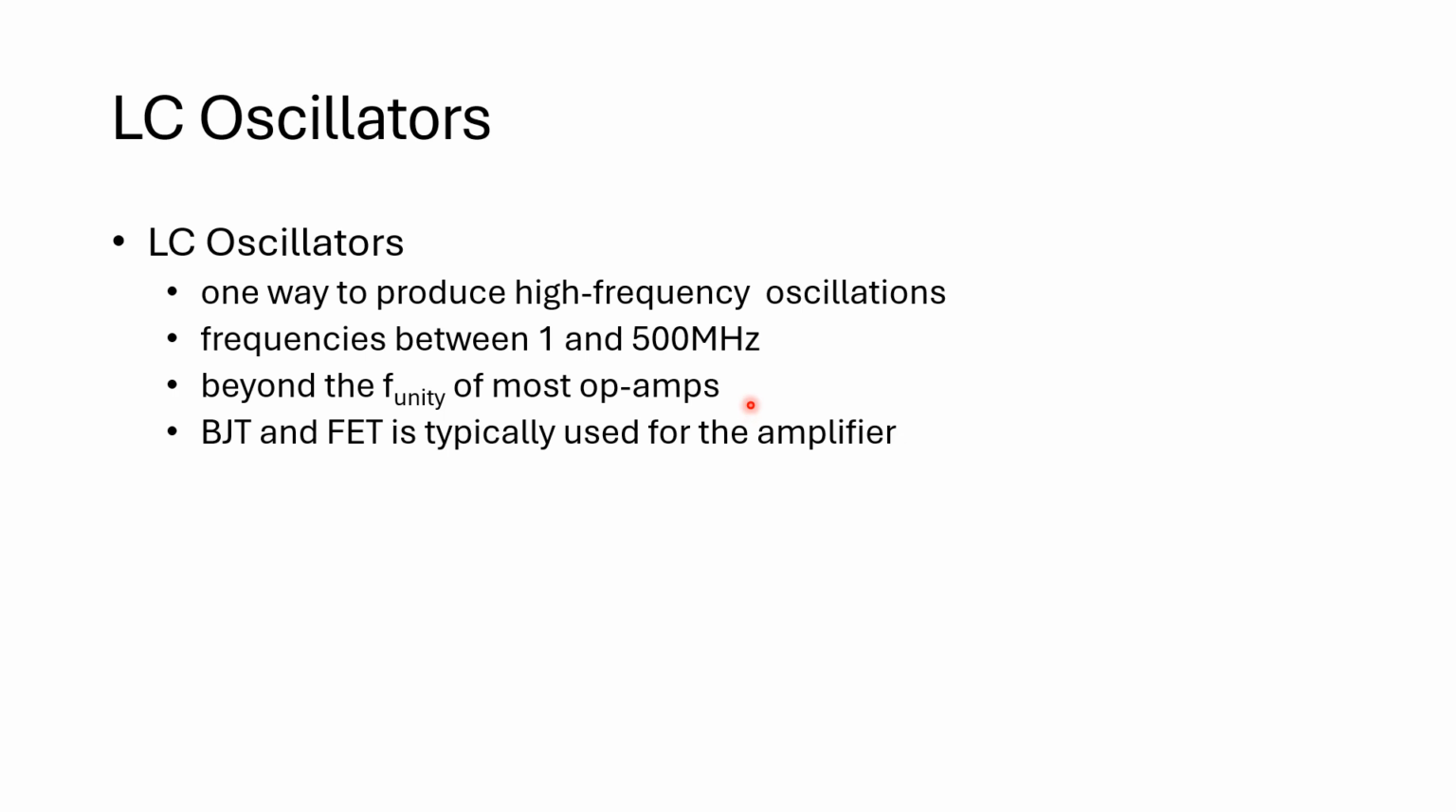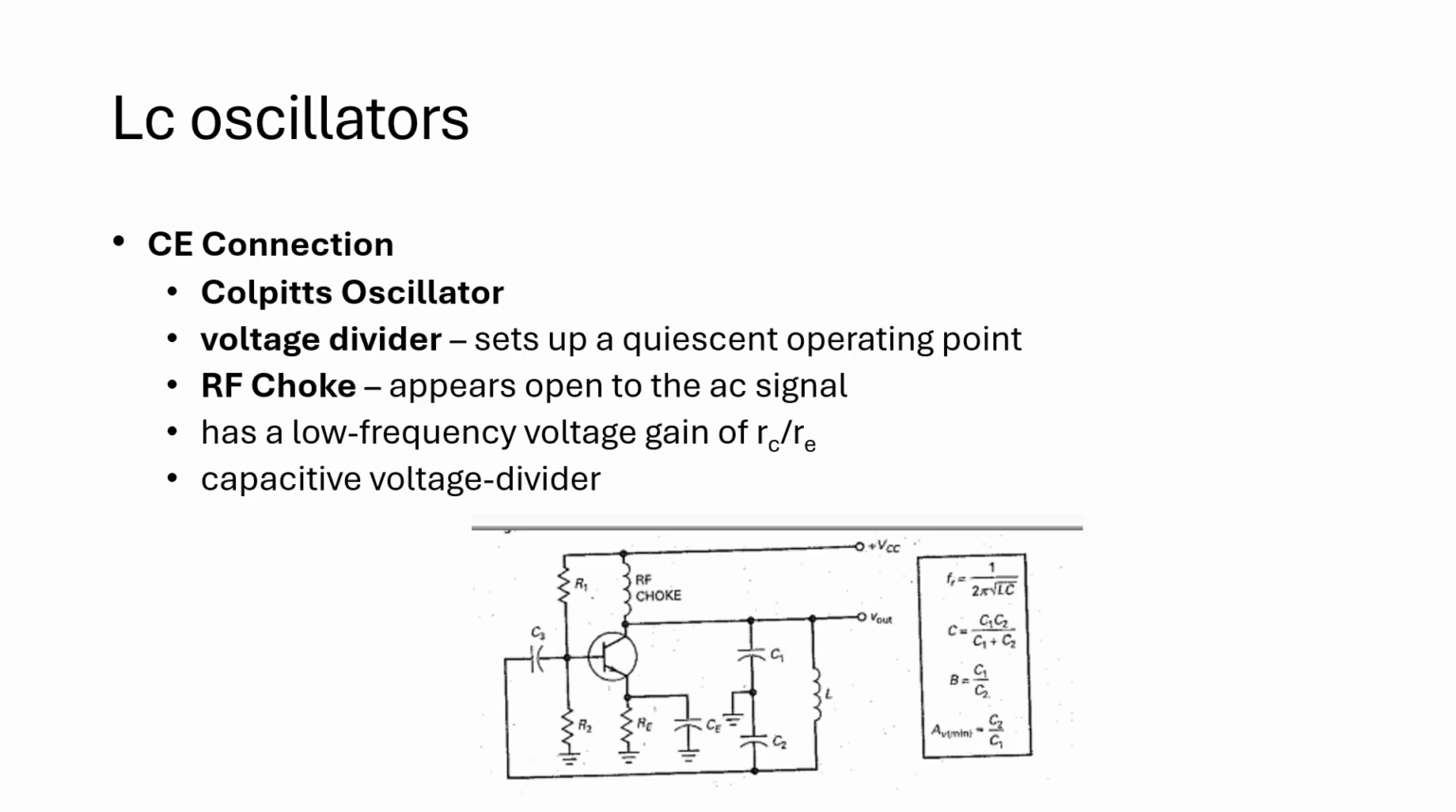So if we do not make use of operational amplifiers, what are we going to use? The active devices, or amplification, is done by transistors, particularly the BJT and the FET. So for RC oscillators, we use op-amps as the amplifier, while for LC oscillators, we use BJT and FET as the amplifier. Here we have a common emitter connection.